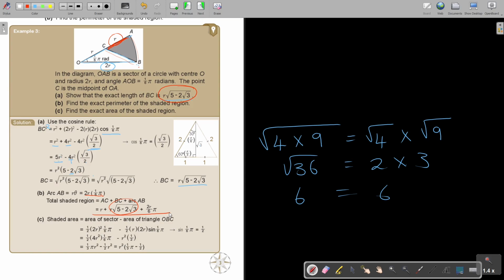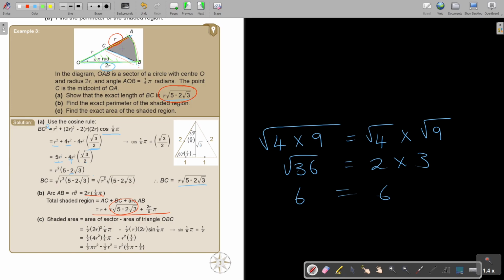And then find the exact area of the shaded region. Okay. It's actually good if they say in terms of r or pi. But if they don't say it and you don't have values, you just continue doing it. So the shaded area is the area of the sector minus the area of the triangle, do you agree? Okay, and then you sit with it. So the area of the sector is a half, and then it's 2r squared, and you have that angle, and you can work it out.